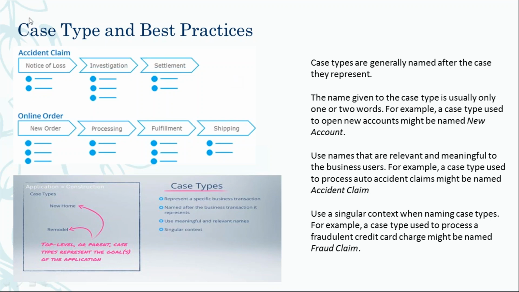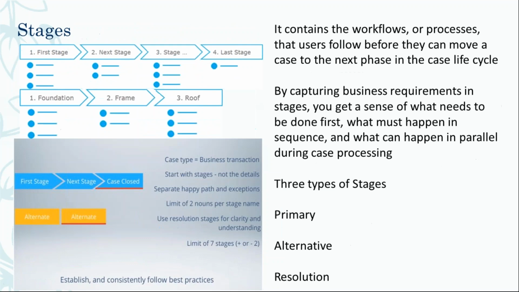Next, every case type is made of stages. The stages consist of all the actions we are going to perform. When we look at the requirements, we can convert them into different stages, like what can be done in parallel. So during state processing, we can convert those requirements into multiple stages.